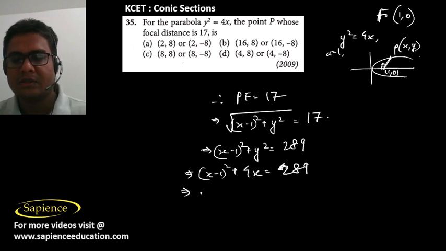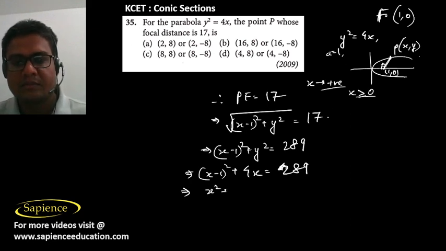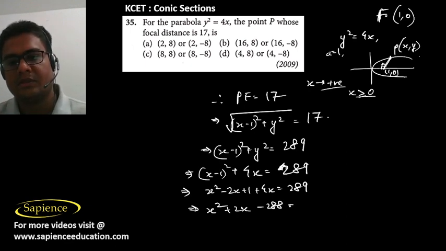So then we can say that here x can have positive value only. X should be greater than or equal to 0. So this will be x square minus 2x plus 1 plus 4x, that is equal to 289. So therefore x square plus 2x minus 288, that is equal to 0.